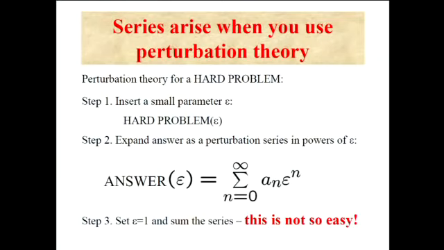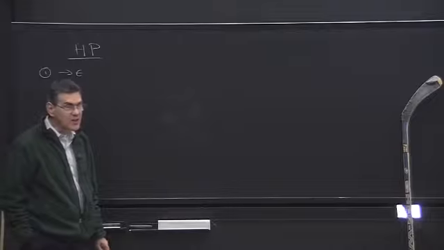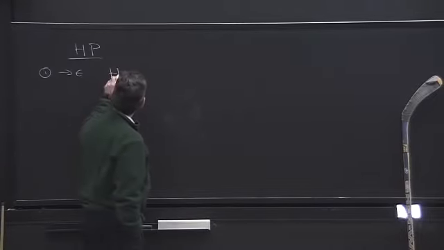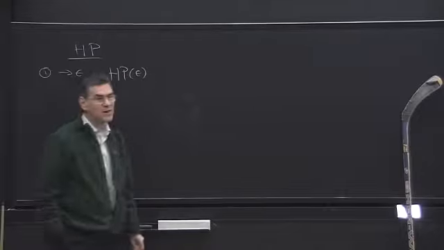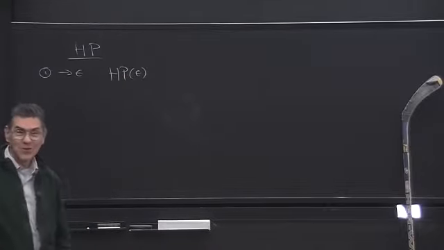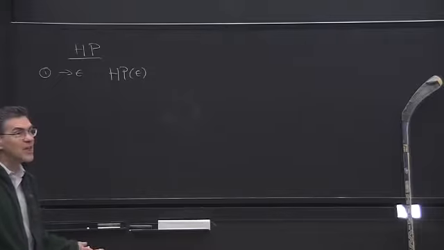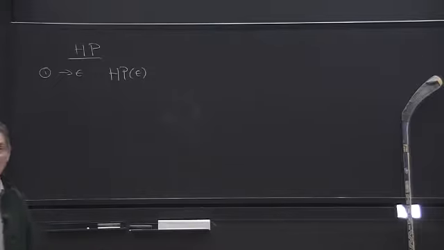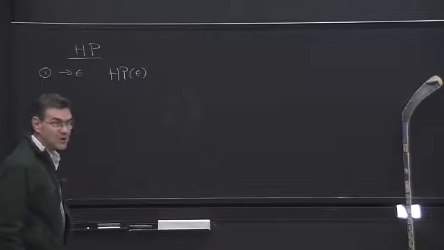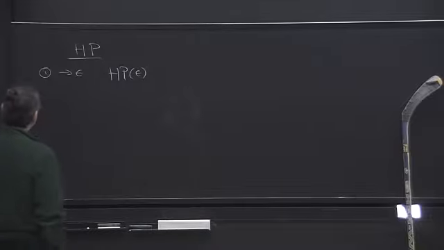And the first step, so here is a hard problem, okay? The first step is to insert a small parameter epsilon into the problem, okay? So instead of solving one hard problem, amazingly, now we're solving an infinite number of hard problems that depend on a parameter epsilon. That's hard to believe. You can't solve one problem, so instead you convert it into an infinite number of problems, one for each value of epsilon. That doesn't sound like progress, but it is. You'll see.